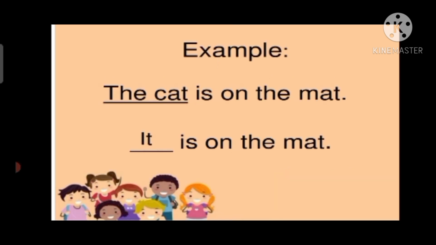So look at this example. The cat is on the mat. The cat, it's an animal. So it is on the mat. Got it? Understood?